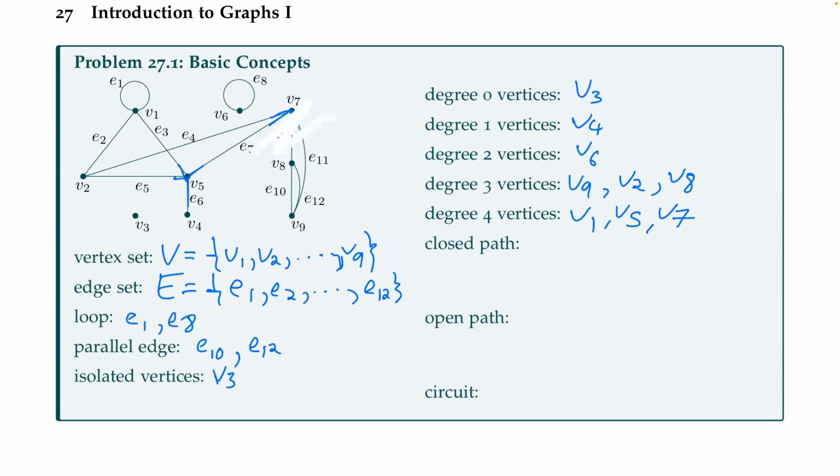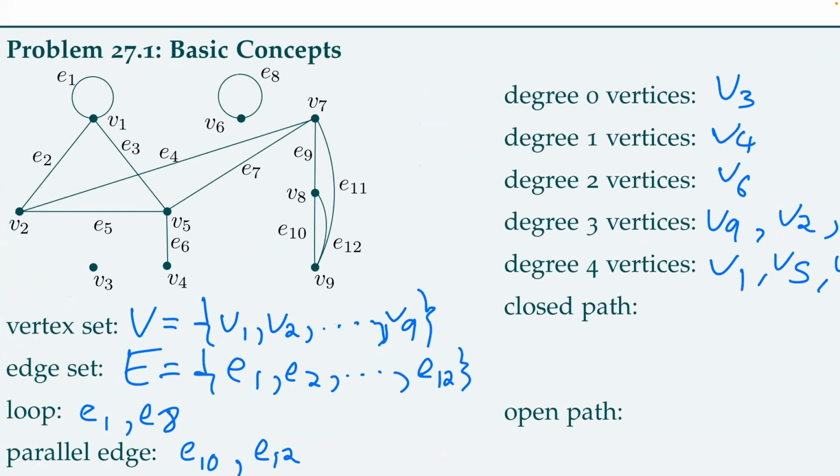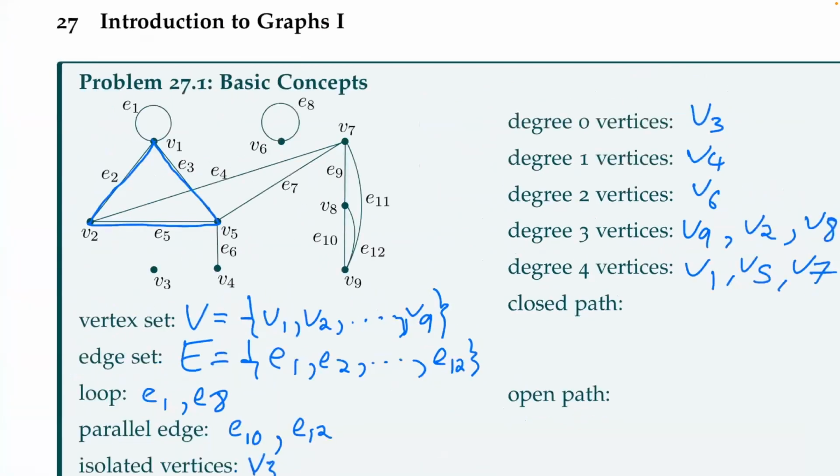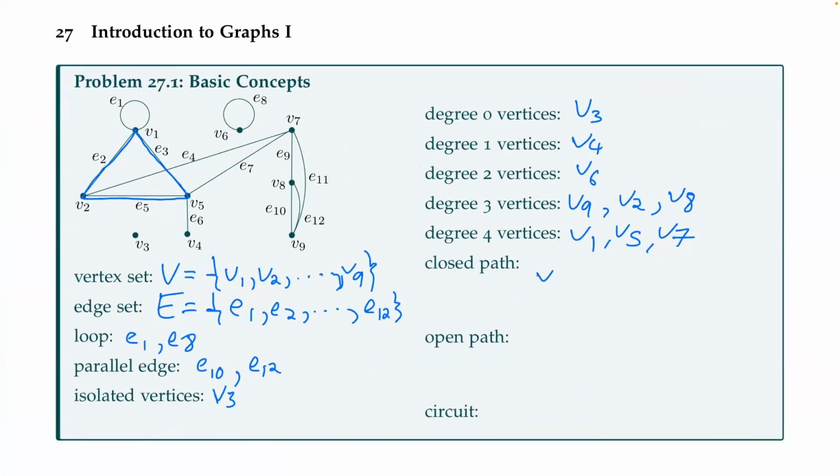Okay. Closed paths and open paths. An example of a closed path is one, say, go from V1, down here along E2 to V2, then along here E5 to V5, and then up here back to V1. That's an example of one. If I was to write this out, it would be V1, E2, V2, E5, V5, E3, V1.